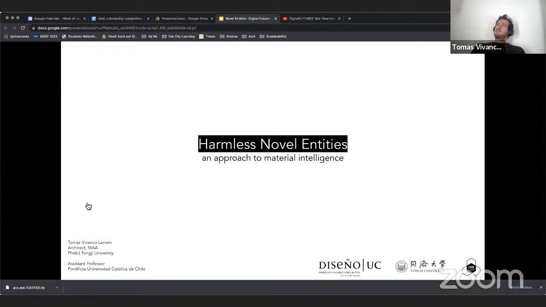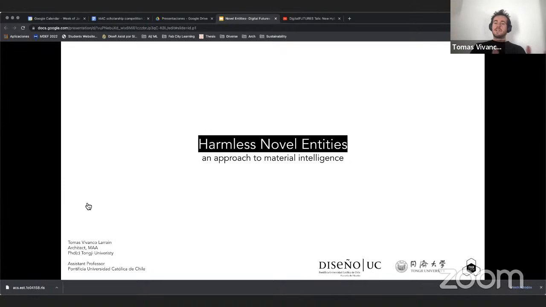And I will divide my presentation in three or four main stages. The first one will be a theoretical and conceptual approach of what I understand as novel entities, and also how computational design or robotic digital fabrication might be an approach to understand a new process of designing these new harmless novel entities.